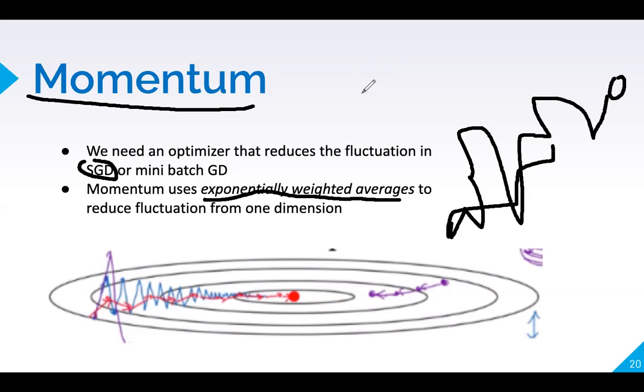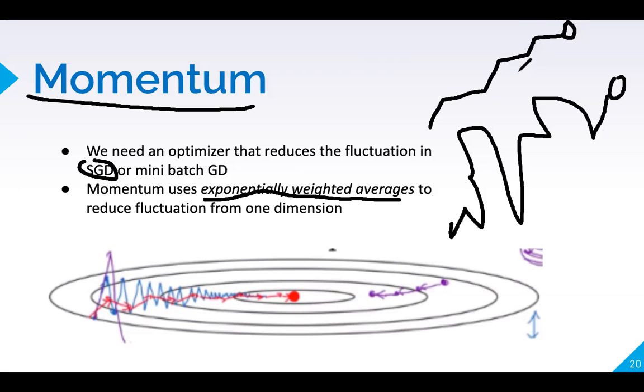Instead of having something like this, we would change it to like this, and then that's the final point. What I mean when I say one dimension is that we're able to resolve the huge ups and downs, but we're still not able to resolve these huge side to side movements.